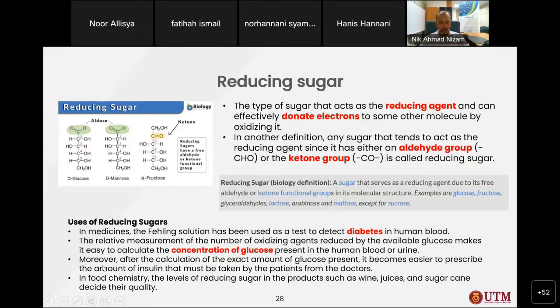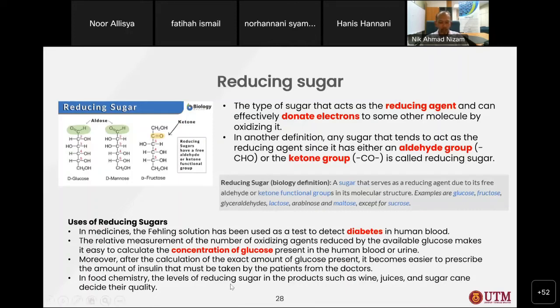So this is a little bit of information. Moreover, after the calculation of the exact amount of glucose present, it becomes easier for doctors to prescribe the amount of insulin that must be taken by the patient. If we have a problem with insulin, we get diabetes, so the concentration of glucose from this reaction will be used as a base for the doctor to calculate the amount of insulin needed by the diabetes patient.